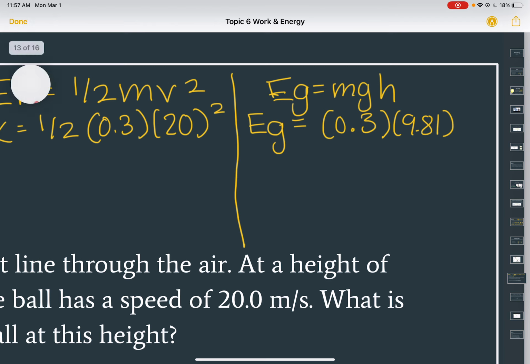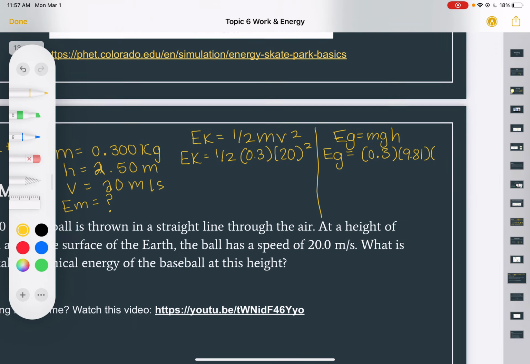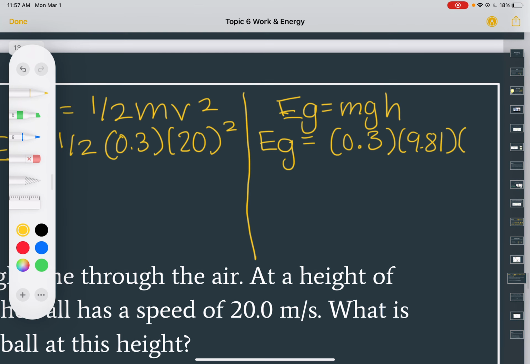Why am I not writing anymore? Our height, which is 2.5 meters. Just gonna write it like that. So we just gotta do these out on our calculator to calculate, basically.